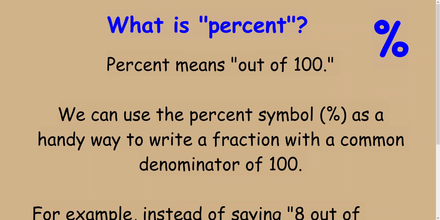So what exactly does percent mean? Well, per is out of, and cent means 100. Like a century is 100 years. A cent, there's 100 cents in a dollar. And then here's your percent sign. This is what it looks like. So when you're saying percent, it's just a fancy way of saying 50 out of 100.